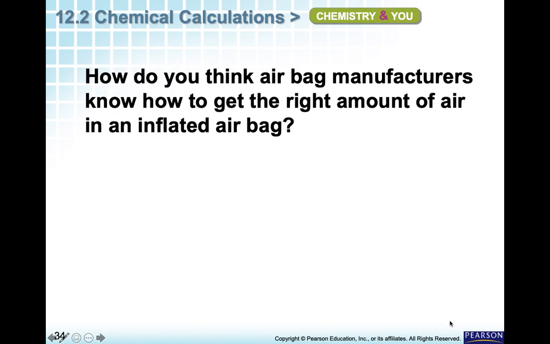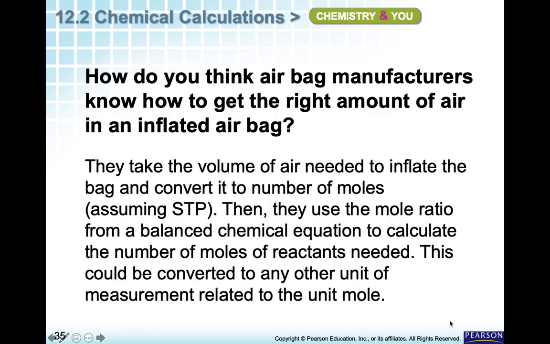So, how do you think manufacturers of airbags know how to get the right amount of air in an inflated airbag? And it's not really air in an inflated airbag, but it's close. Basically, they use stoichiometry and they use STP to calculate how many grams of a material they need to put in the bag that will then inflate to give the airbag its particular volume that they want.